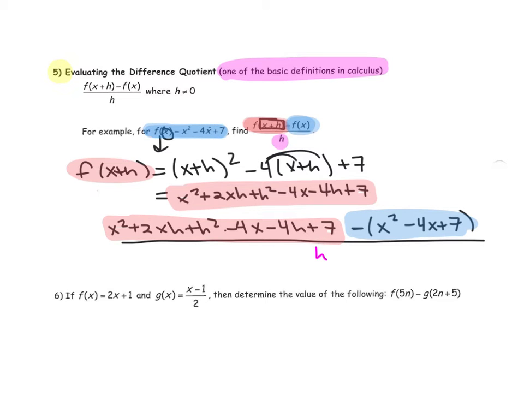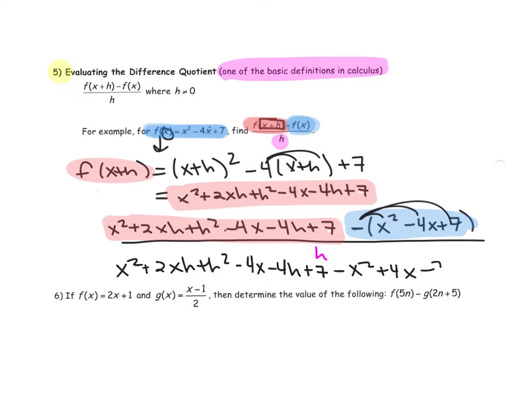Okay, so now I'm just going to simplify. If I distribute here, I have x squared plus 2xh plus h squared minus 4x minus 4h plus 7. Hopefully your handwriting is smaller than mine. I'm running out of space. Minus x squared plus 4x minus 7. That was after this distribution. This whole thing is being divided by h.